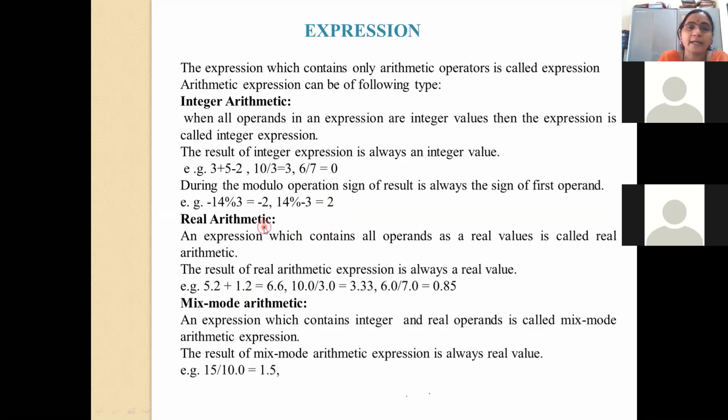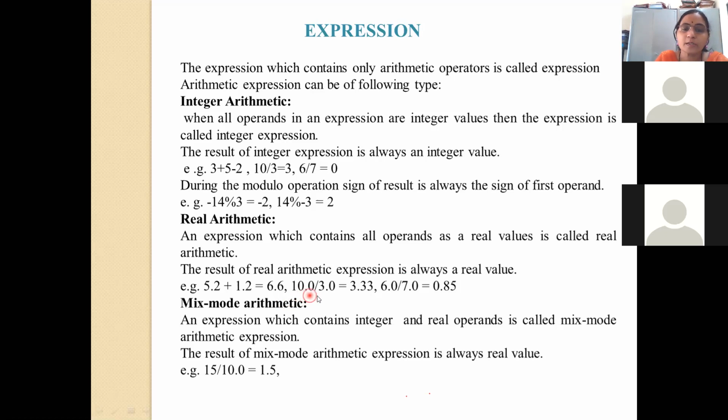Now the second category of expression is real arithmetic. Again, real arithmetic means all the operands are real values, and that's why it is called real arithmetic. The result of a real arithmetic expression is always a real value, like the previous one. See the examples: 5.2 plus 1.2 is equal to 6.6. This is a real value. A real value is a value which consists of a decimal point, or which consists of a fraction part. Okay.